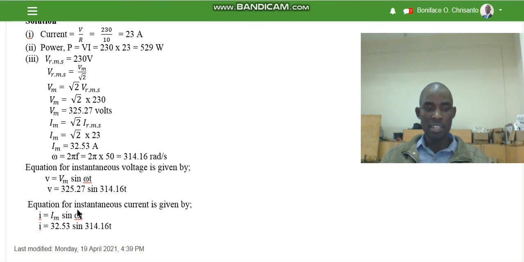If you move to the instantaneous equation for current, remember current i, in small letter, represents an AC parameter. The instantaneous value will be given by Im sine omega t. Our Im is given by 32.53 amperes. So you replace it here, and you will get 32.53 sine 314.16t. So that is the end of it. You get the answer. We are going to stop there for now. Thank you.